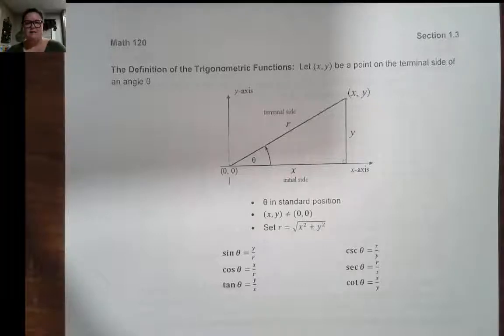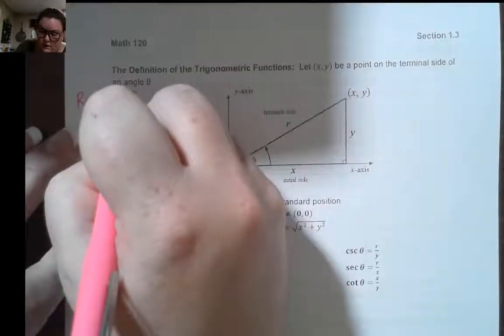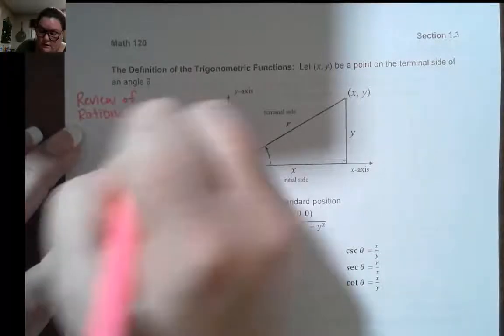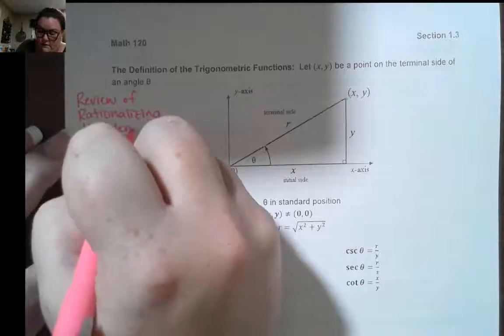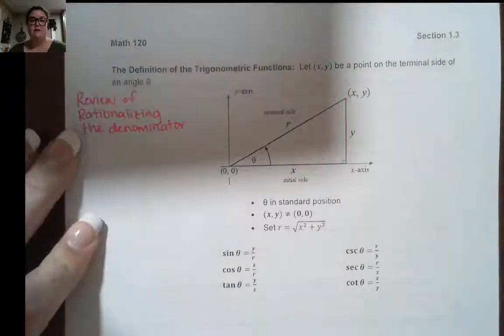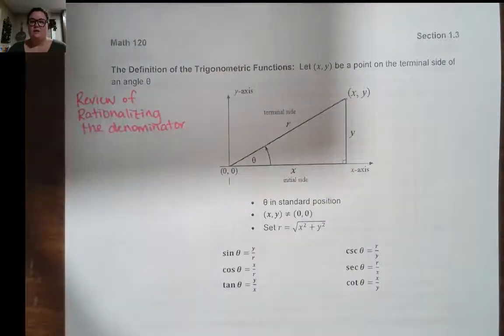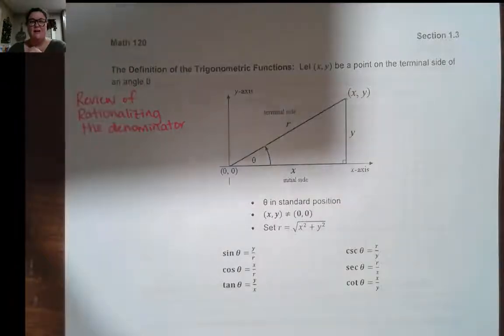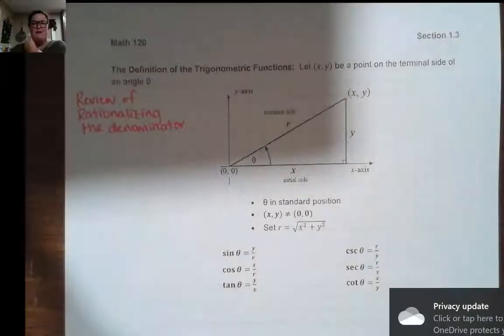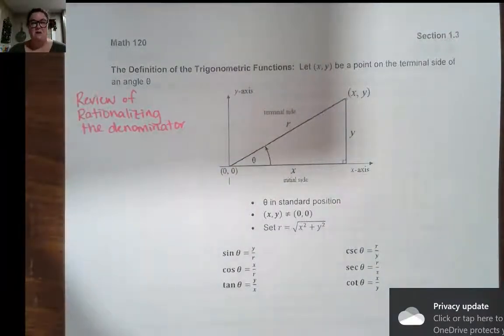I know it's been a hot second since we had to do that, so over here to the side I'm just going to refresh you on how to do that. Review of rationalizing the denominator. Whenever you work through your problems on this section, some of them will come up with answers that have a radical in the denominator, and we never want to leave a radical in the denominator. We always want a nice pretty number in the denominator, and it's okay to have a radical in the numerator, but the denominator, that's just frowned upon.